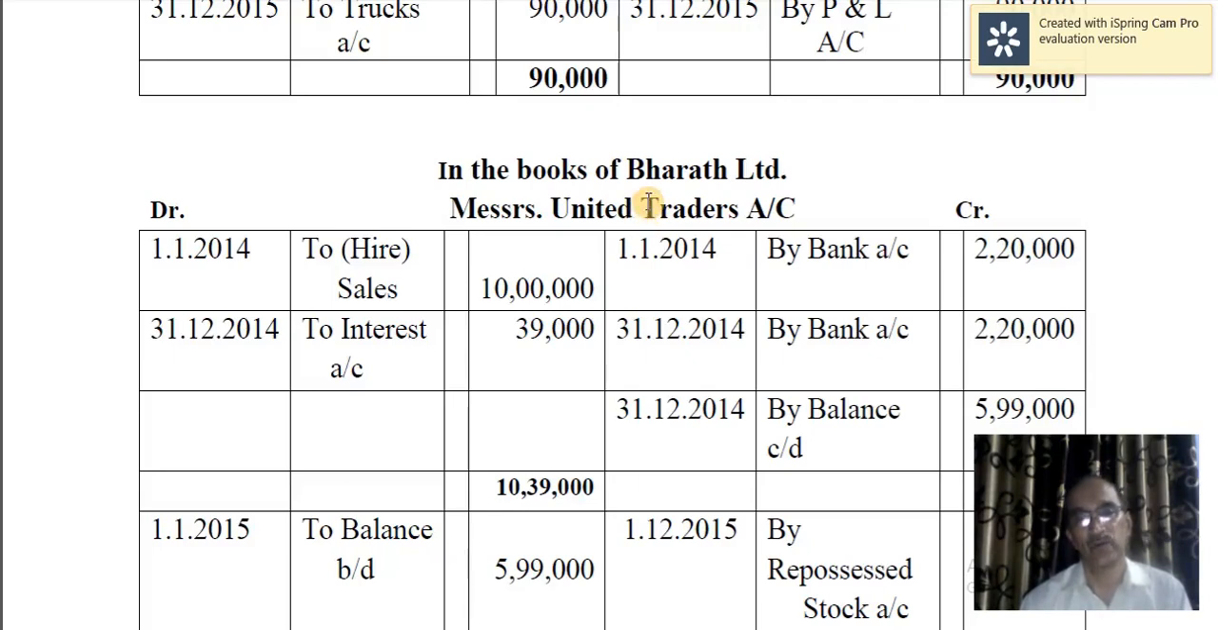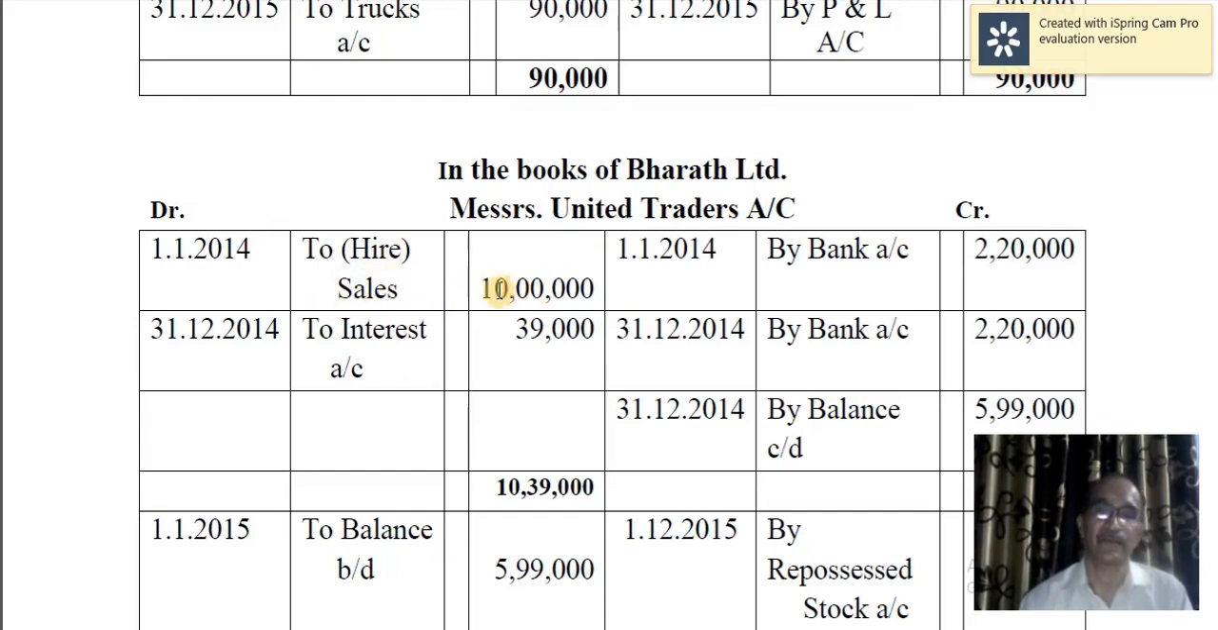Depreciation account will not be opened in hire vendor's books, because for them the trucks given are sold to United Traders. It is nothing but goods. But for United Traders, that is not goods, but an asset. That's why we have opened truck account. So for the buyers, it's an asset. For the seller, these are goods. So that is why Messrs United Traders account to sales account, not truck account, not asset account.